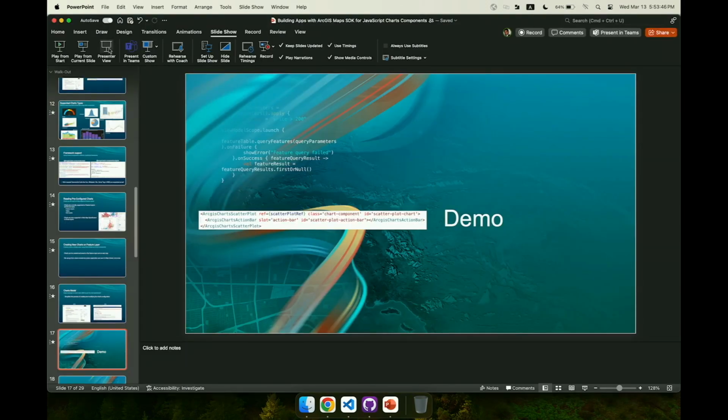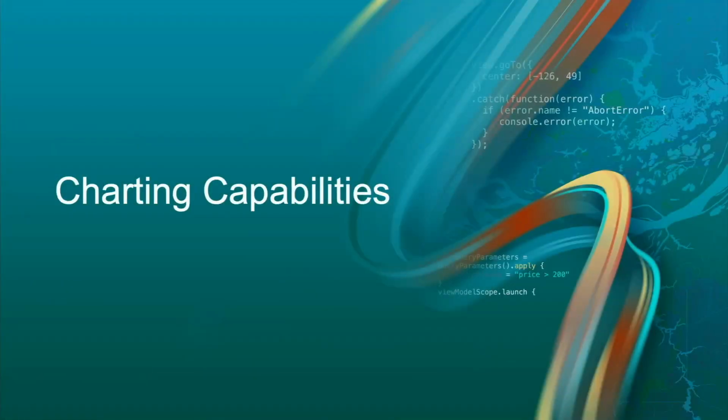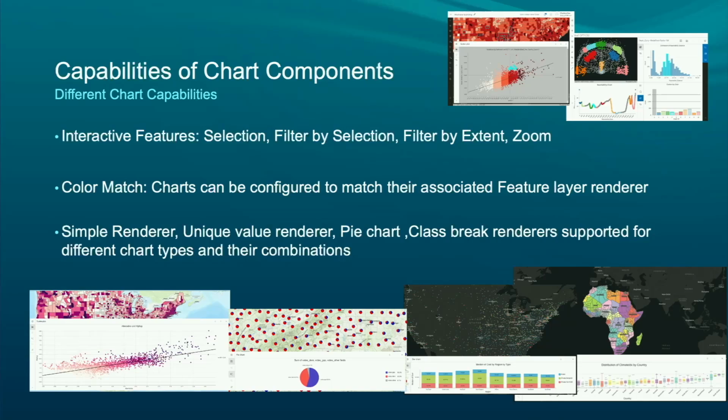But the very next thing that I want to talk about is some charting capabilities. So we offer interaction features such as selection, filter by selection, filter by extent, zoom and reset zoom, and things like that. And you can also set the chart's color to have a color matching to your feature layer. Simple render, unique value render, pie chart render, class break render are all supported for different chart types and the combinations.